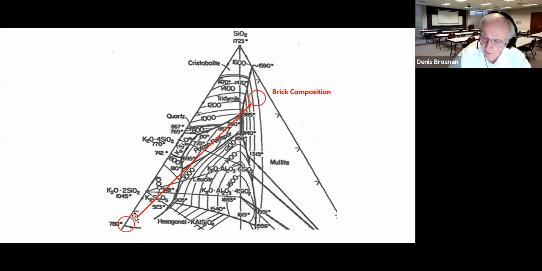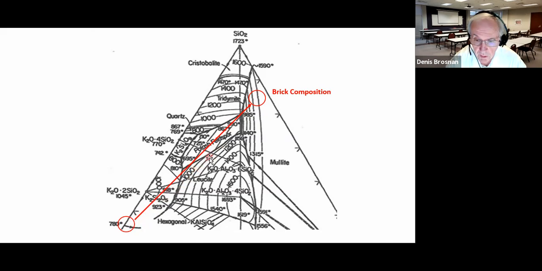Vitrification generally occurs above about 780 degrees C, and it's because of the formation of glass with potassium oxide. As you continue firing the brick, the liquid composition changes a little bit, and we get to higher temperatures. Actually, in a clay brick, we'll form a second glass. The second glass is higher in alumina content. The two glasses are practically immiscible, meaning they don't mix together.